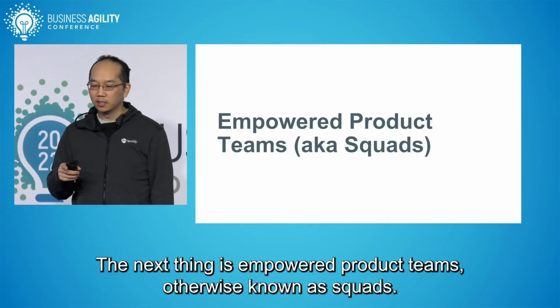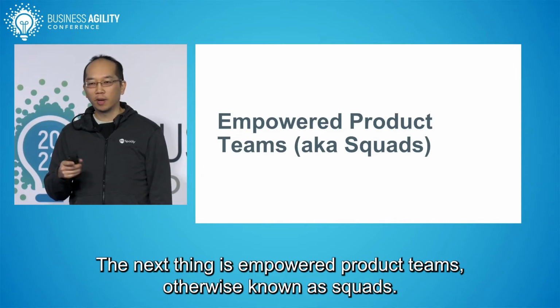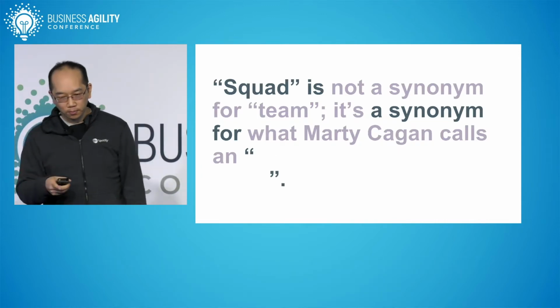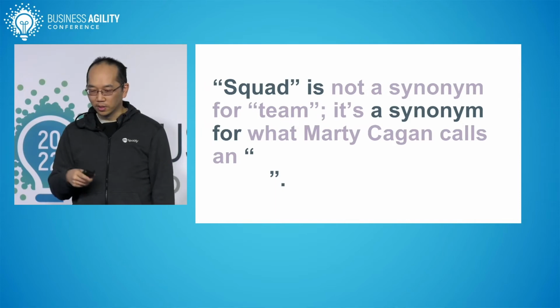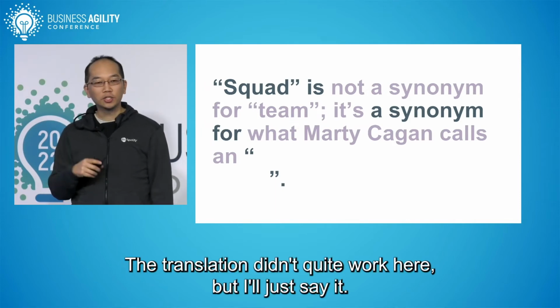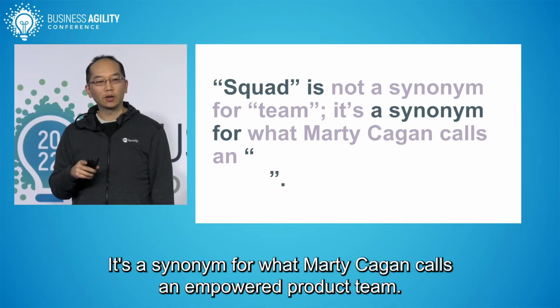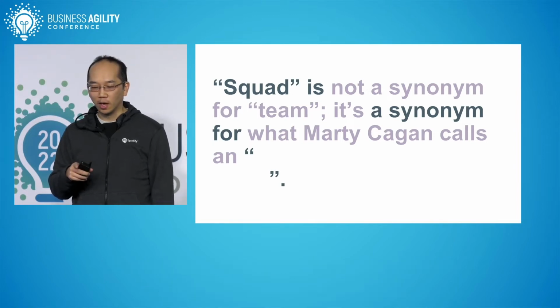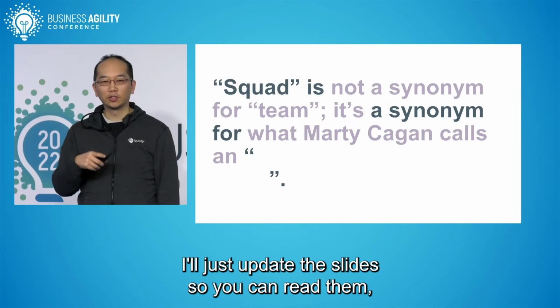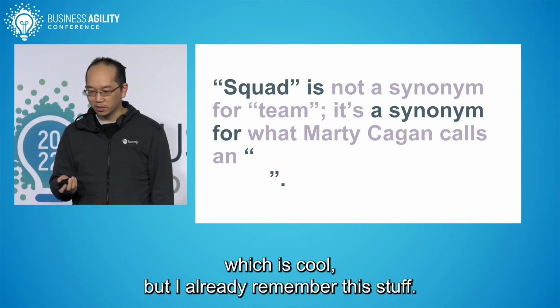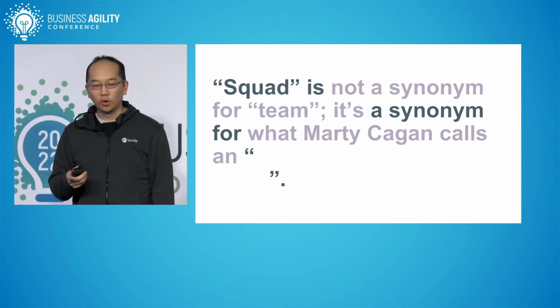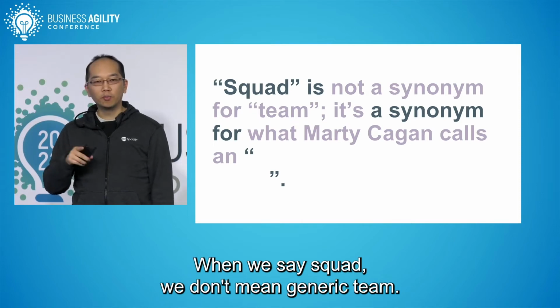The next thing is empowered product teams, otherwise known as squads. Okay, so the translation didn't quite work here, but I'll just say it. Squad is not a synonym for team. It's a synonym for what Marty Cagan calls an empowered product team. For anyone who's virtual, I'll just update the slides so you can read them, but I already remember this stuff. So when we say squad, we don't mean generic team.